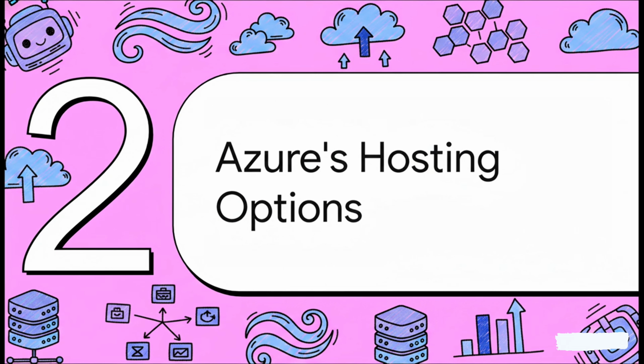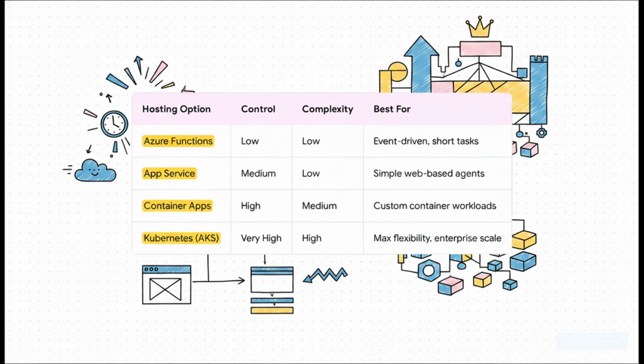Okay, so with that challenge in mind, what are our options over on Azure? Let's take a quick flyover of the landscape and see what's out there. So what you're seeing here is basically a spectrum of control versus complexity. Way over on one side, you've got Azure Functions. Super simple, low complexity, perfect for quick, event-driven jobs. On the total opposite end, there's Azure Kubernetes Service, AKS. You get all the control in the world, but yeah, it's complex. And you've got some great options like App Service and Container Apps sitting right there in the middle.